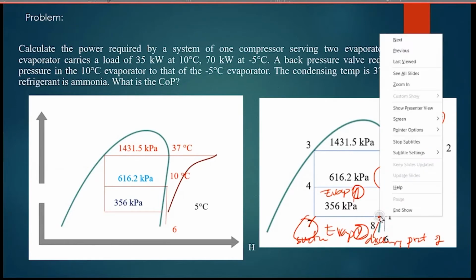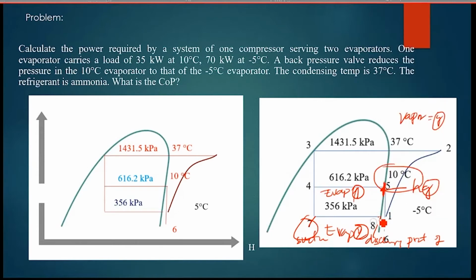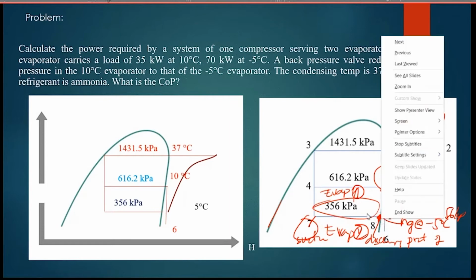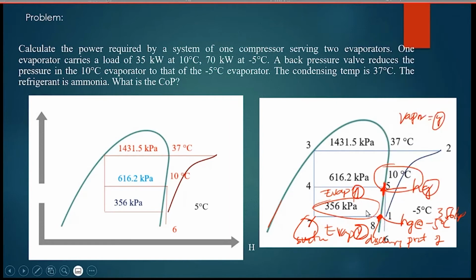Where is 8 located? Again, I ask you, where is 8 located? Fluid or gas? Of course, gas, not G. So this point is gas. Okay? So you can get Hg at -5 degrees centigrade. You can get also the pressure, 356 kilopascal. So you go to the pressure, you can get the enthalpy, or you go to the temperature, you can get the pressure, no?